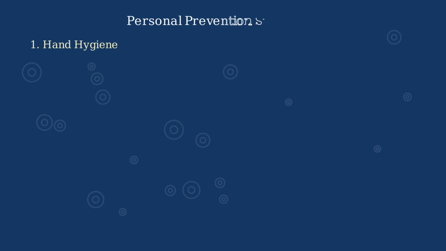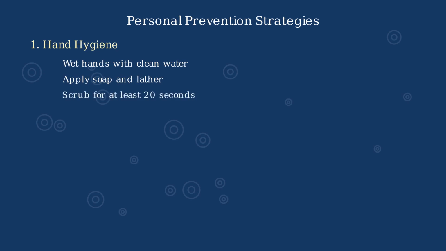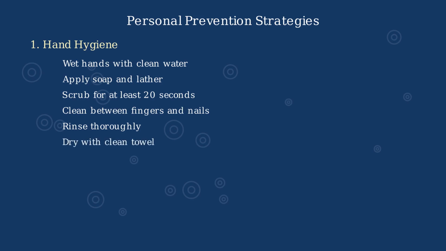Proper hand hygiene is one of the most effective ways to prevent disease transmission. Follow these 6 key steps for effective hand washing. First, wet your hands with clean water. Then apply soap and create a good lather. Scrub all surfaces for at least 20 seconds. Make sure to clean between your fingers and under your nails. Rinse thoroughly with clean water. Finally, dry with a clean towel. Studies show that proper hand washing can reduce respiratory illnesses by 16 to 21%.